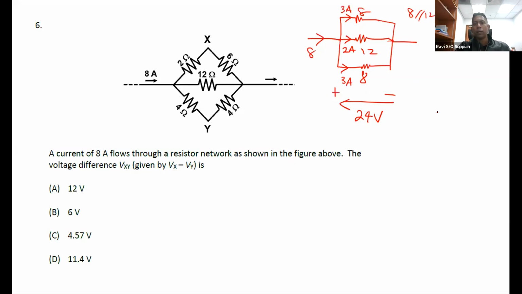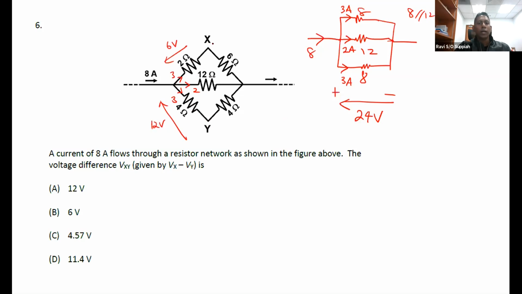So this part we know. If I draw it here, I got 2 ampere here, another 3 ampere here, another 3 ampere here. So now what is going to happen? When 3 ampere goes through this 2 ohm, the voltage drop across this 2 ohm resistor is 6 volts. When the 3 amp go through this 4 ohm resistor, the voltage drop across here will be 12 volts.